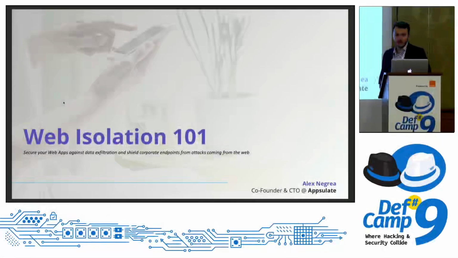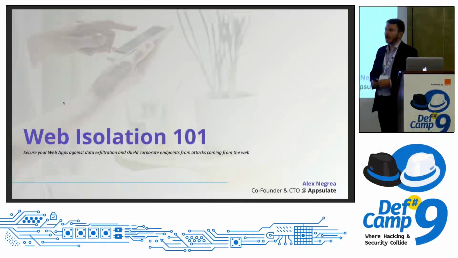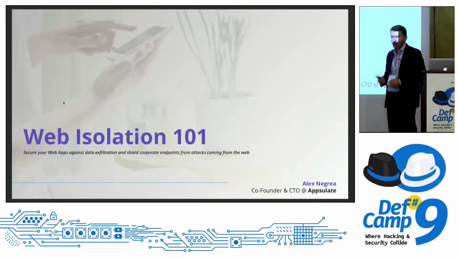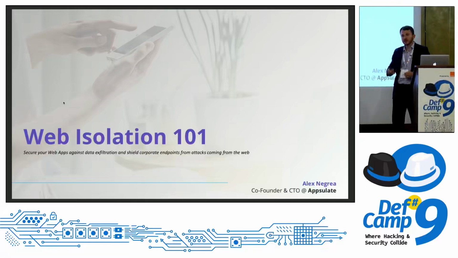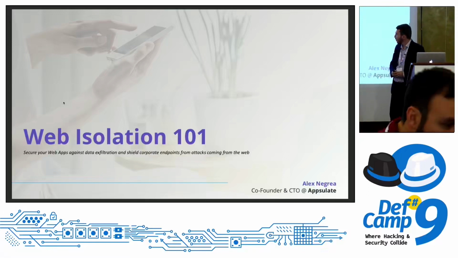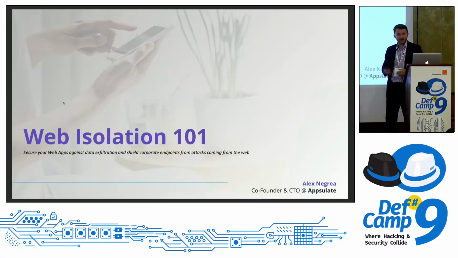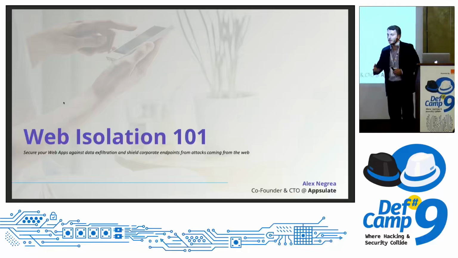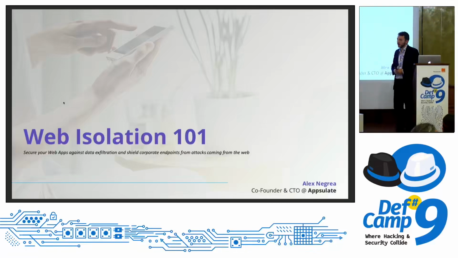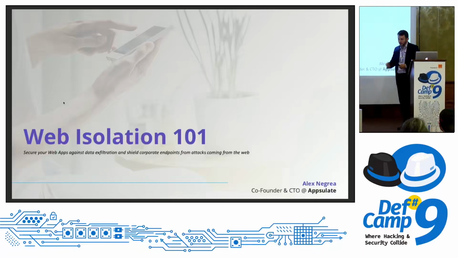I'm co-founder and CTO of Absolate, and I want to give you today a brief introduction of what web isolation is and how you can secure your SaaS applications, the web applications of the world, against data exfiltration, against data theft, as well as shield your corporate endpoints against malicious data that lives on the web.